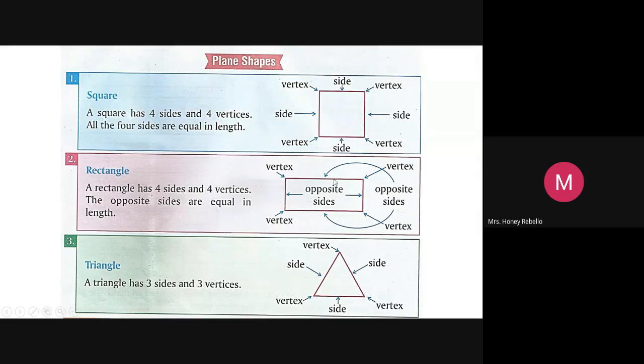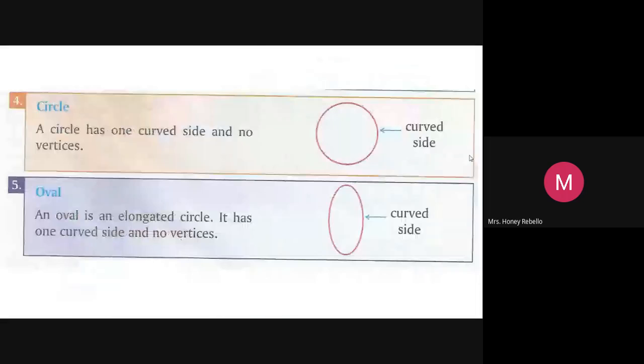Don't do anything, children. Don't take your textbook. I just want to explain to you, because we may ask you to draw the figures and name them. Draw a triangle and write about it. And we'll show the picture and ask you to name it. Now see here, opposite sides. Circle. A circle has 1 curved side and no vertices. See the circle, 1 side. An oval is an elongated circle. It has 1 curved side and no vertices.